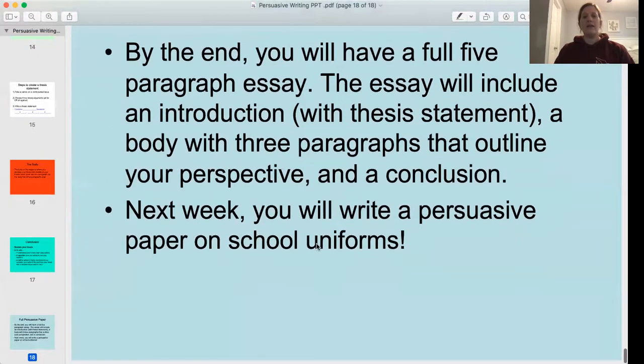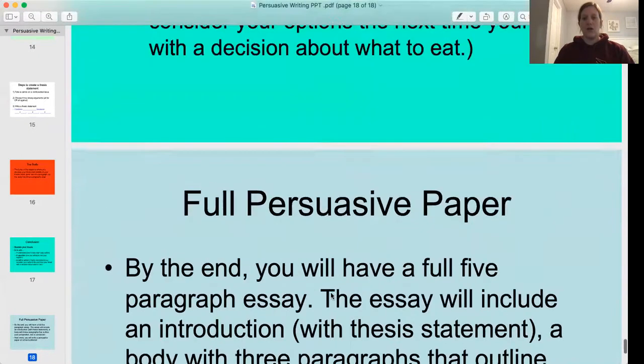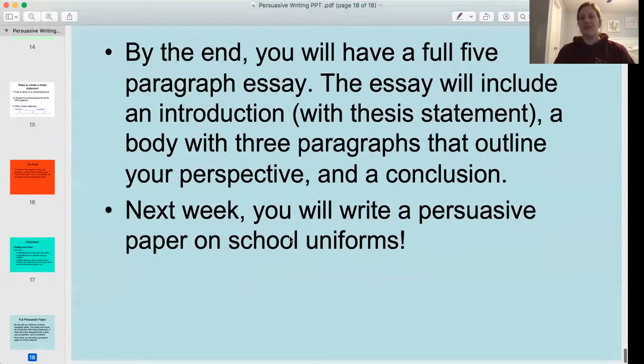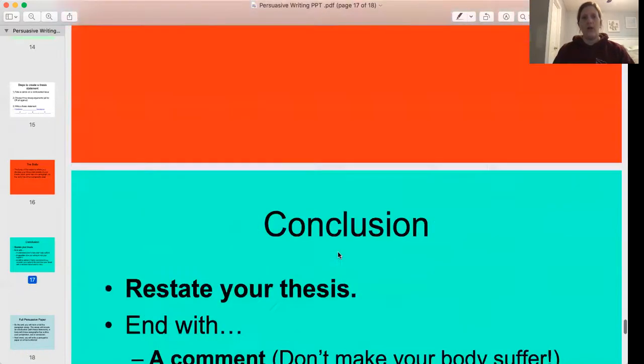And like I said, next week, you guys are going to be writing one on school uniforms. I put that in there. That's for the 5th grade. Like I said, 6th graders, you guys are going to be writing something different, but you will get separate instructions for that, okay?